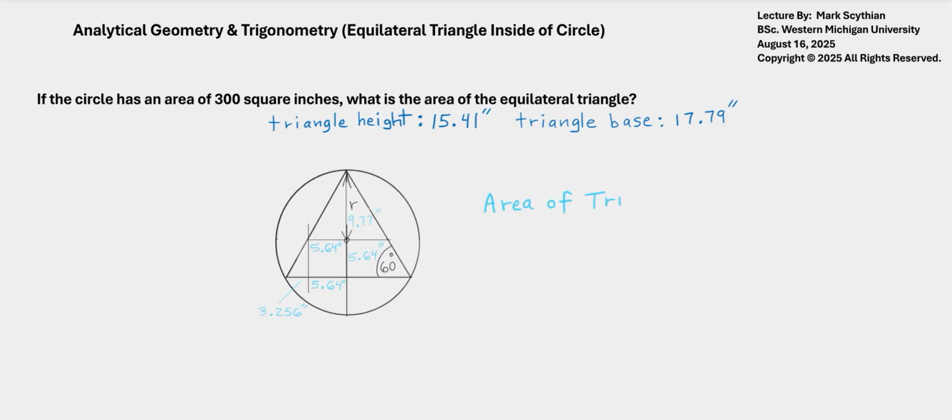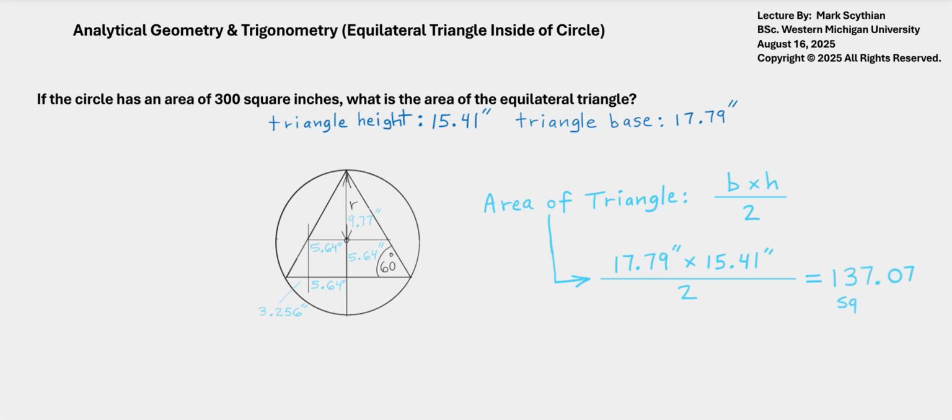So now we access the area of a triangle formula, which is base times height divided by 2. And we enter in the base of 17.79 inches times a height of 15.54 inches and divide that product by 2, and we calculate the area of the equilateral triangle in the 300 square inch circle as equal to 137.07 square inches.